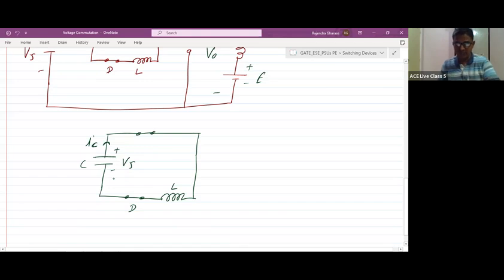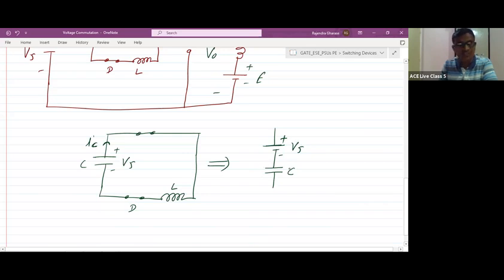So what I am doing is redrawing the same circuit with the initial voltage Vs of the capacitor. I have represented this with a voltage source, so please be careful, because this is the initial voltage. Next, I am representing the capacitor here, this capacitor and this voltage. This voltage is the initial voltage across the capacitor.